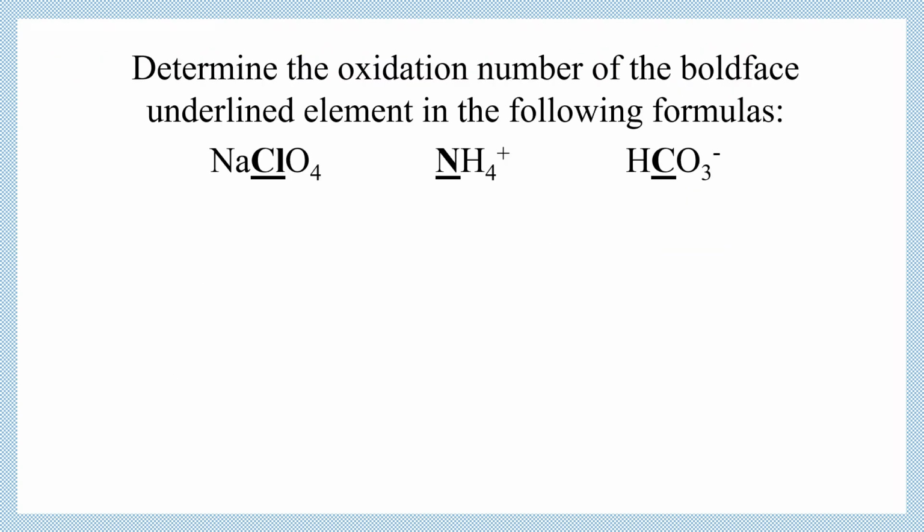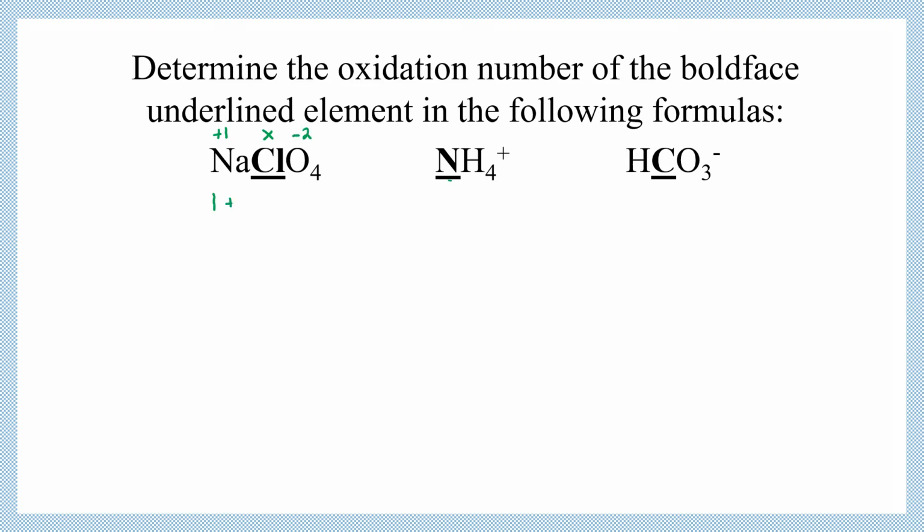Determine the oxidation number of the bold-faced underlined element in the following formulas. So that's what we are going to do. We are going to apply the steps we learned earlier. So I'll write down the oxidation number on top, the charge. So sodium +1. They made it easier for us by telling us what to solve for. So that's x. And oxygen -2.